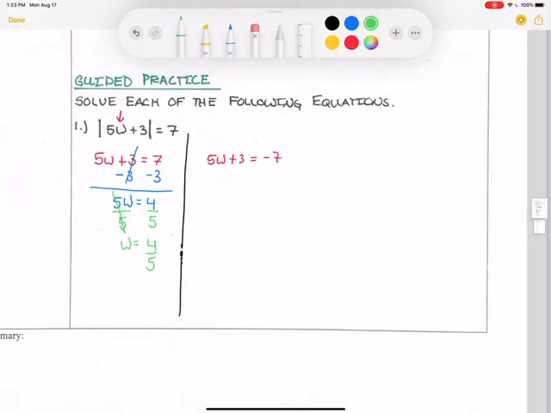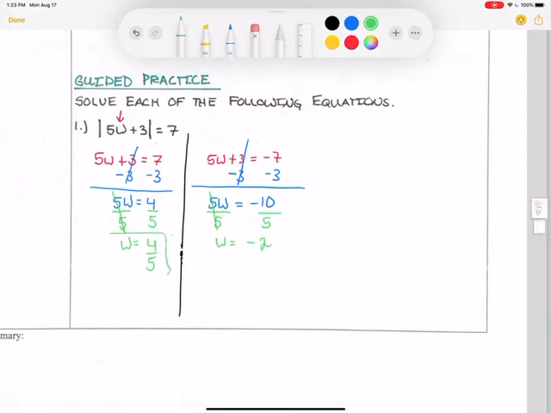Then I would look at the right equation. I would start by subtracting 3 from both sides. I know that 5w equals negative 10. Then I need to divide both sides by 5. And I have w equals negative 2.